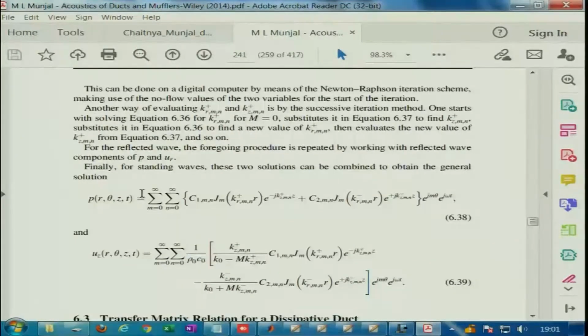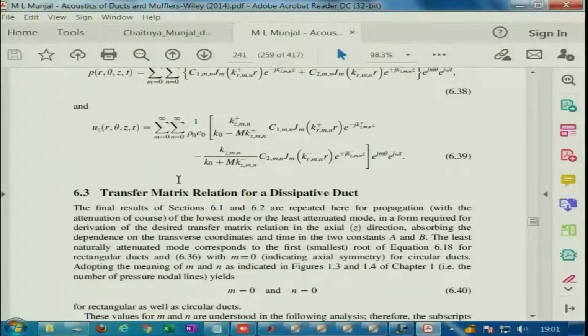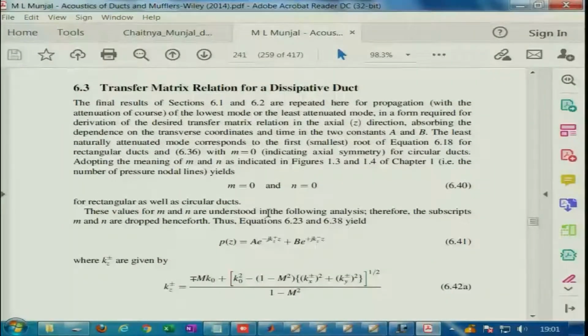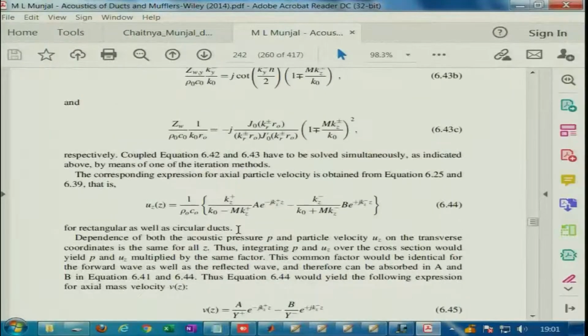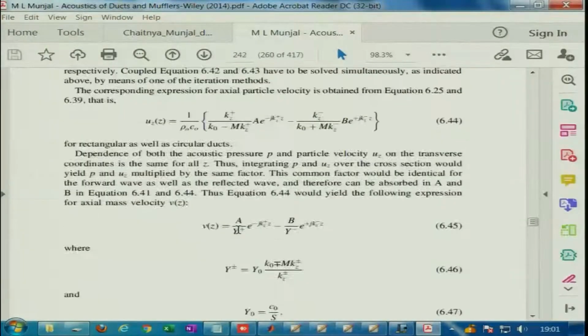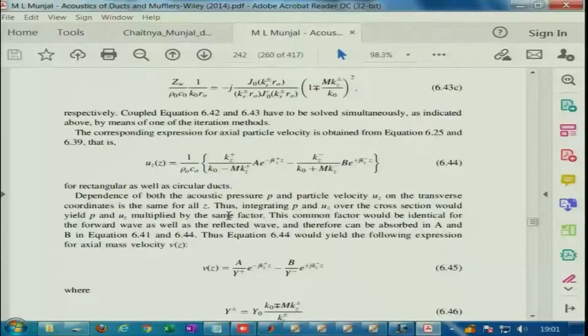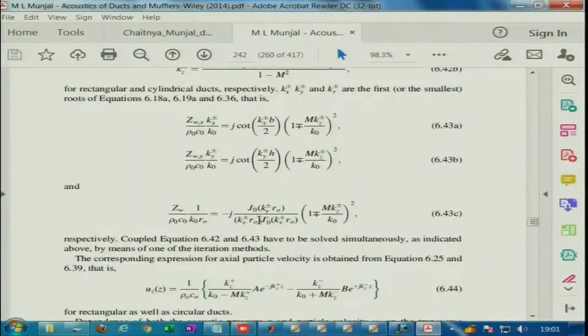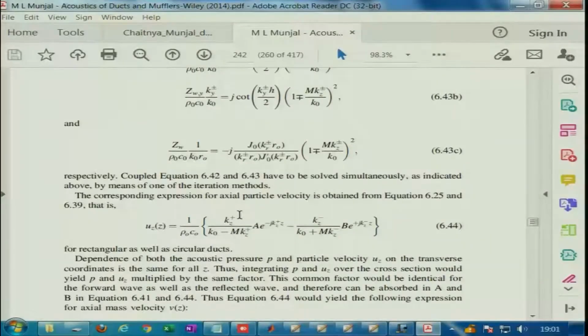And once we obtain P and U, we can find out the transfer matrix for a dissipative duct. So, we will talk about only the least attenuated mode, m is equal to 0, n is equal to 0, and drop the higher order modes, and let us worry about the circular duct only. So, for a circular duct it will be like this. Z W is related to the least attenuated mode; the roots are obtained, K r is obtained by solving this equation numerically, say using some Newton-Raphson scheme or things like that.